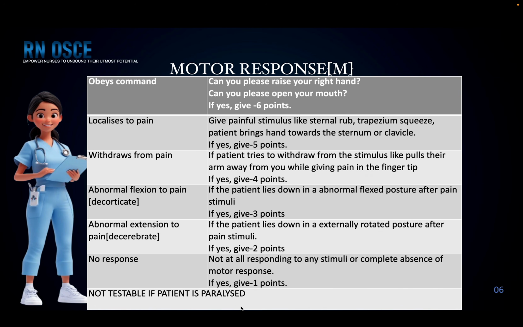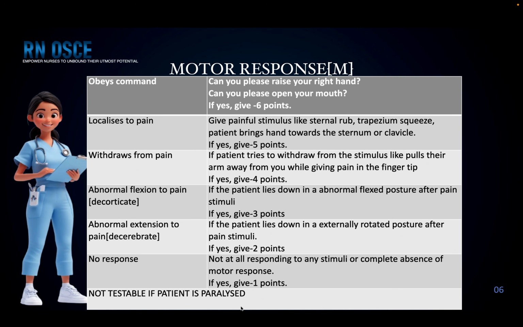The patient always brings hands towards the sternum if you are giving a sternal rub. Or if you are squeezing the trapezium muscle, the patient brings hands towards the clavicle. If yes, you can give 5 points. That means the patient is able to localize his pain.